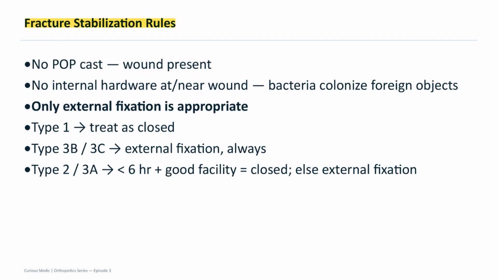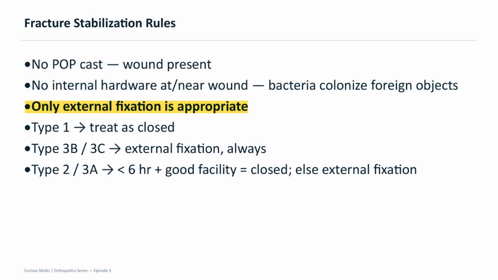Step 2 is fracture stabilization. This is where things get important. You cannot use a plaster of Paris cast because there is a wound. The cast would trap infection. You cannot use internal hardware like plates, rods, screws, or nails at or near the wound site. Why? Because bacteria will colonize and grow on any foreign object placed in an infected or potentially infected environment. That is a disaster. So the only appropriate stabilization for an open fracture is external fixation.